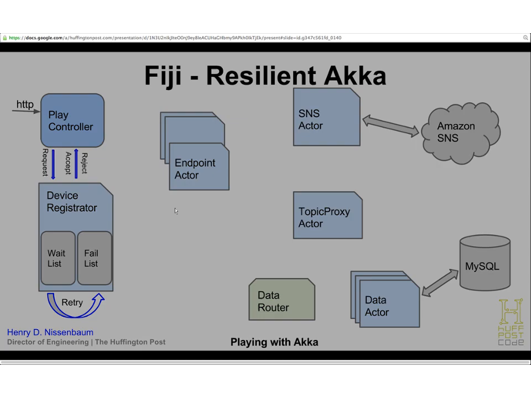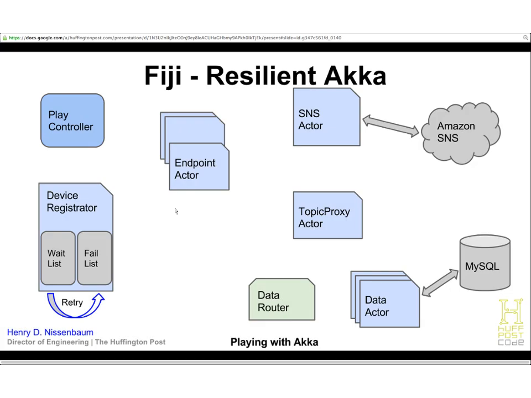And so let's look at a case where we actually have a relatively simple flow: the play controller makes a request, and we're going to get a successful response back to the client. Because what the device registrator is doing is it's going to create a new endpoint actor just to handle this request. And again, there's a limit to the number of these we'll have outstanding at any one time.